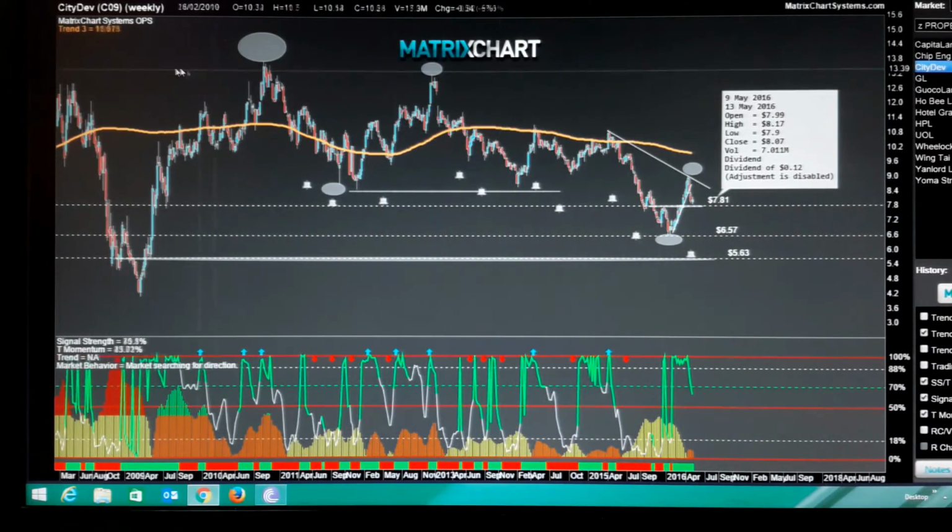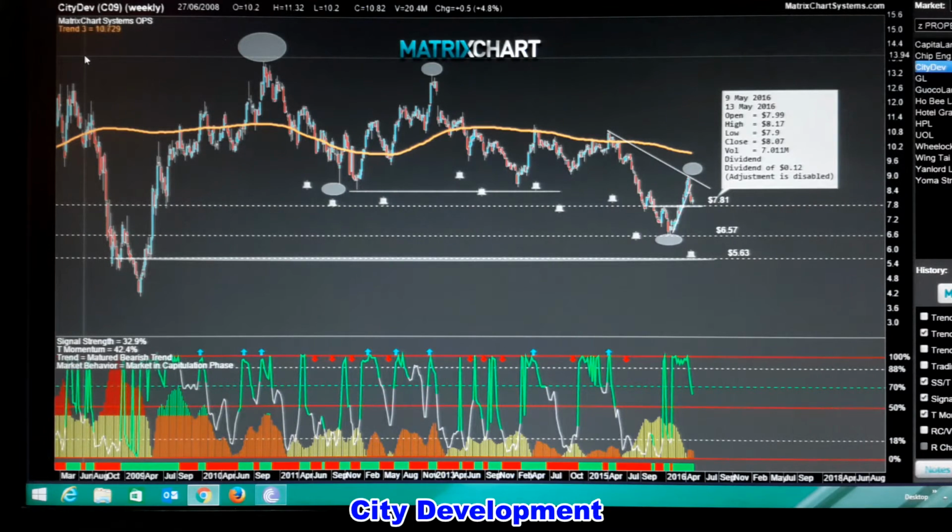Okay, next is CityDev, stock code C09. This counter, CityDev, has already formed a secondary trend. So this is the top, and here is the major wave 1, wave 2, wave 3 and wave 4. It has not formed the major wave 5, so I'm expecting the major wave 5 to be presented somewhere in this region, 5.63.